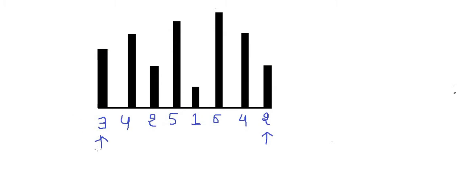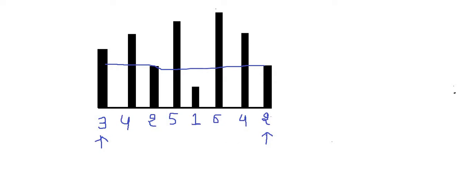So we will take two pointers, a left pointer and a right pointer, and we will place our left pointer at index 0 and the right pointer at the rightmost index of the array, and then we will calculate the area between these two heights. You can clearly observe from this figure that 2 is less than 3, so the area contained between these two heights will be like this.